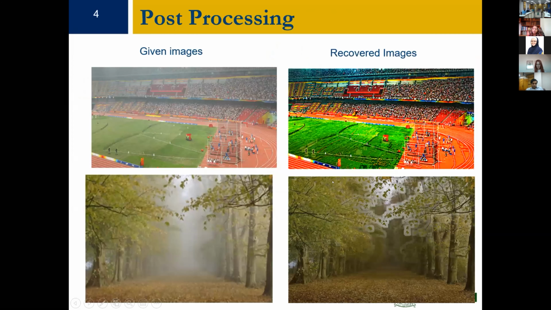These are some results, our results basically. When we provide this foggy stadium image, you can see the recovered image is free of fog, but the colors become saturated. So even after recovery, you need to apply some post-processing steps to give a natural look to the picture. Similarly, you can see a forest with a lot of haze in it, and you can see a clear path over here.